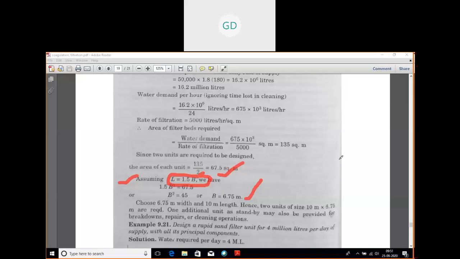Then this class will now end. I hope you have understood the numericals. Once you have understood, if you do it again in your copy, then it will be easy for you. You will understand it better when you do it on your own in your copy.